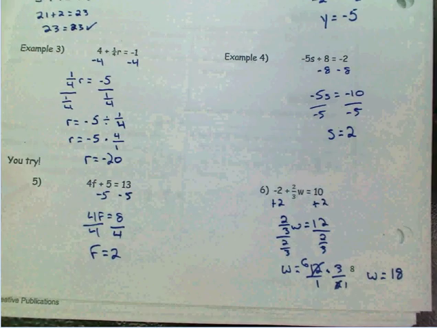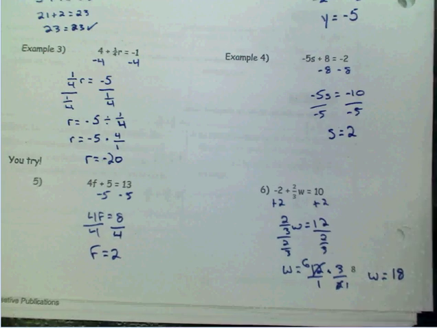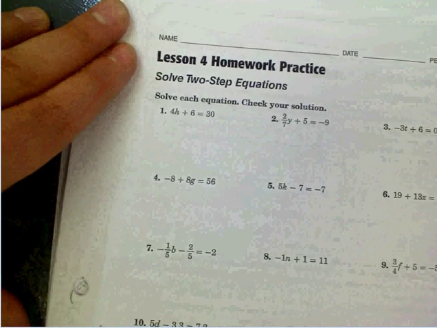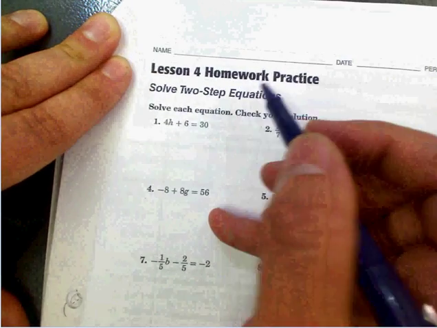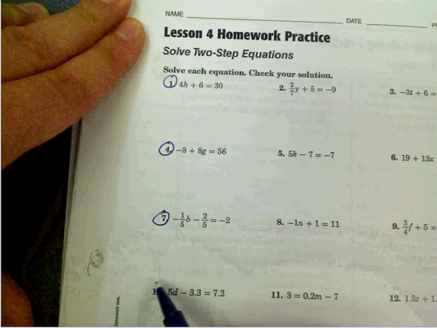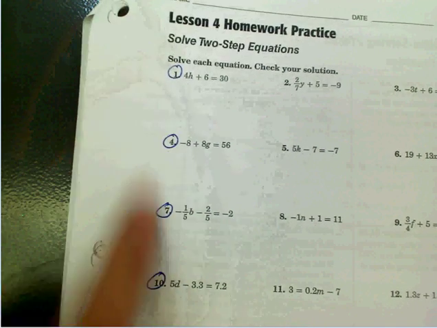Right now, what I'm going to do is go through your homework. If you have questions, please refer back to this video or the other helpful video that I have on your Google Calendar. Now, for your homework, on this page, which is your lesson 4 homework practice, you need to do 1, 4, 7, 10, 13, and 14. So that whole left column.